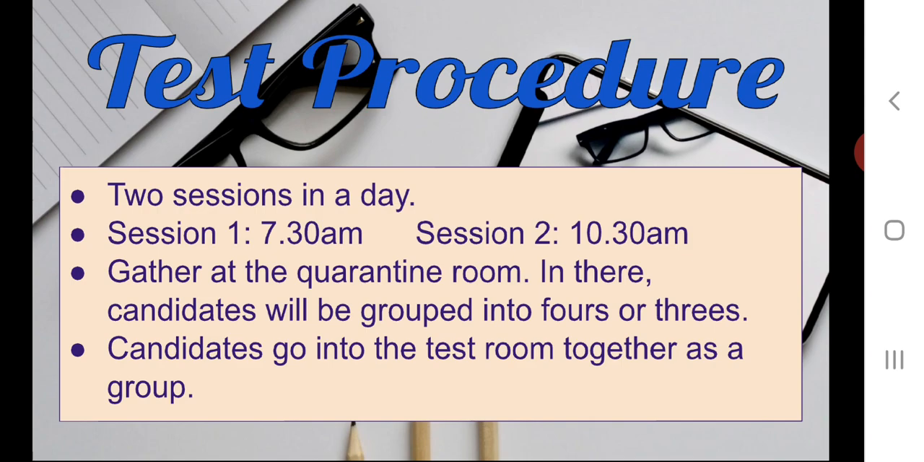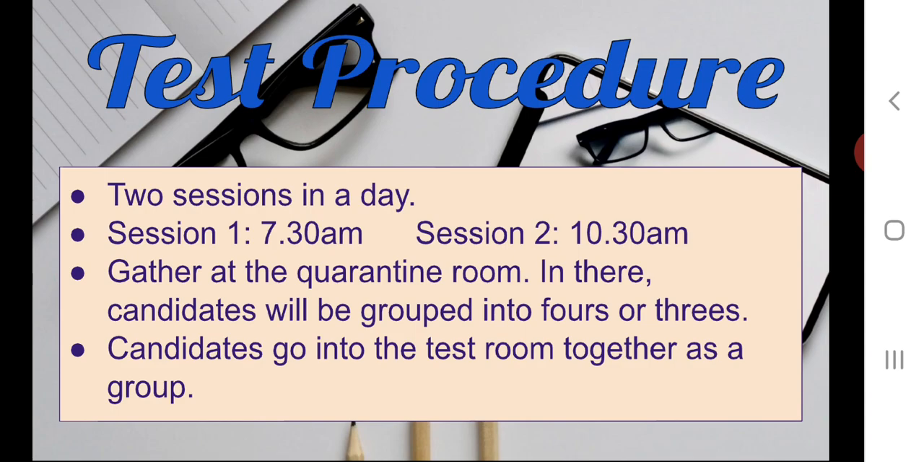All right, and once in the quarantine room, candidates will be grouped into groups of 3 or 4 depending on the number of candidates in that session. For example, in session 1, there are usually 20 candidates. So there will be 5 groups of 4 people in there, right?